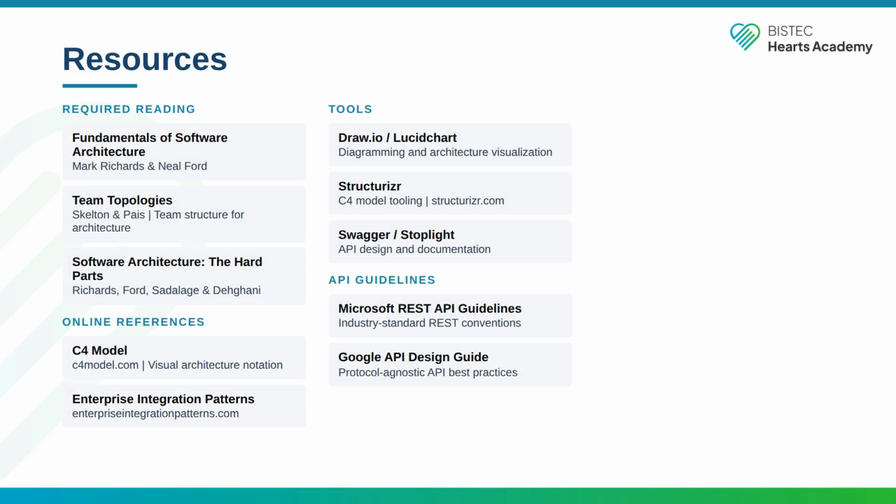3 required books, 2 online references, and 4 tools. Fundamentals of Software Architecture is your primary textbook for the entire architect track. Read part 1 on architecture thinking before month 2.